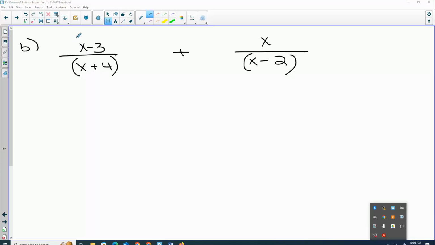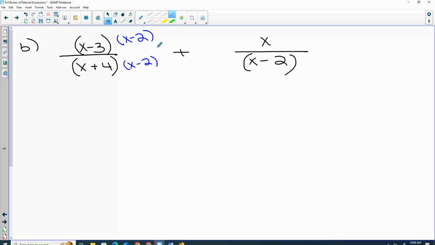So the first one, you may not be done, but let's check and see if you're on the right track. The first one has x plus 4 on the bottom. What does it mean? So I'm going to multiply top and bottom by x minus 2. The second one has x minus 2 on the bottom. What does it mean?